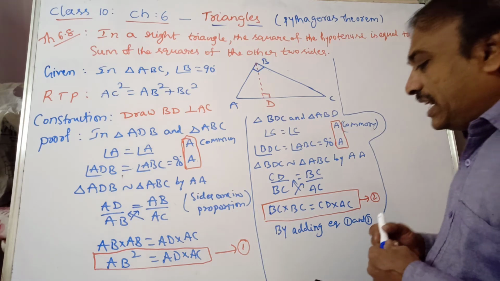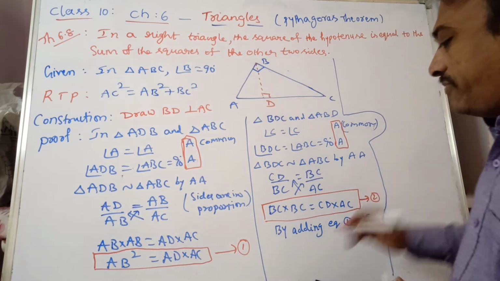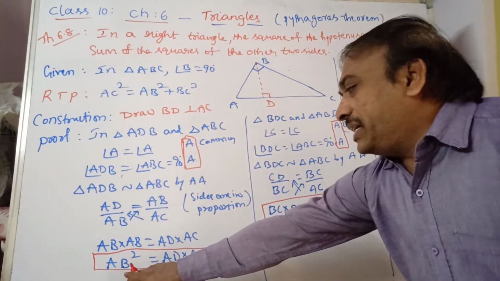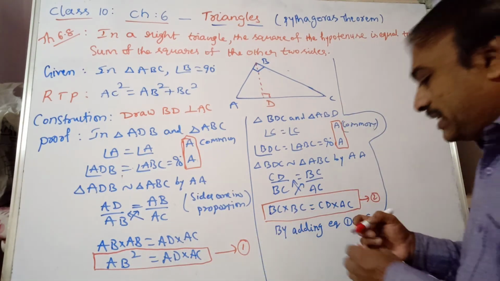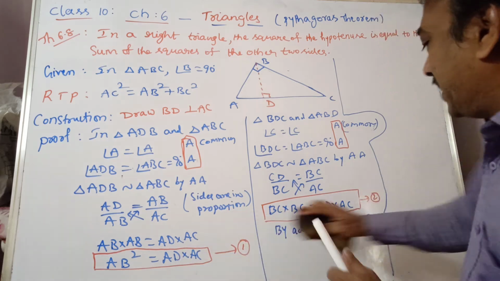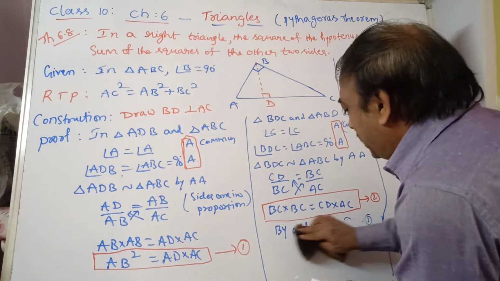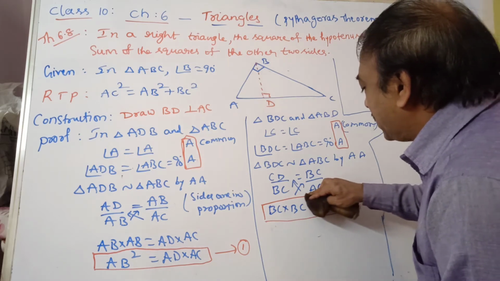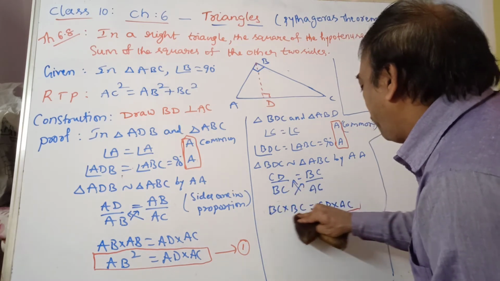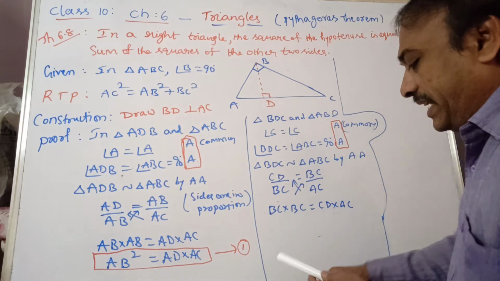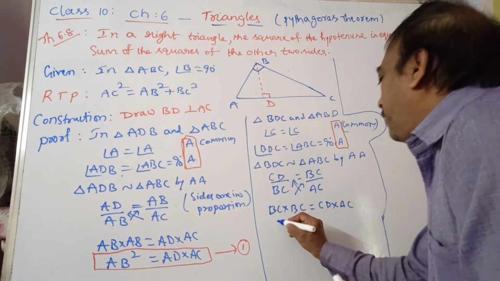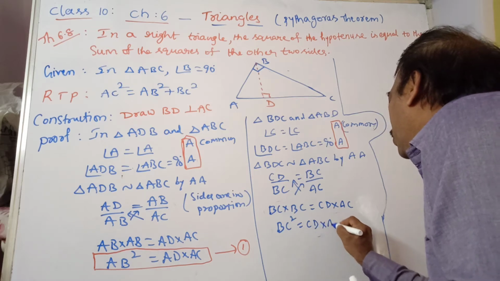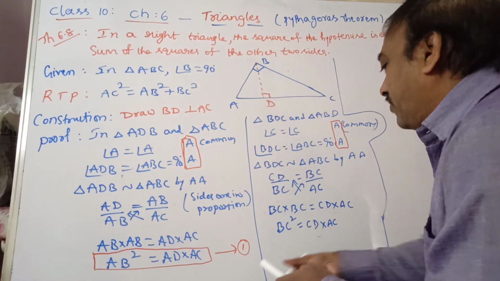So the LHS part, when you are adding, observe it clearly. Here AB square, and here BC into BC, which is BC square. BC square is equal to CD into AC. This is equation 2.